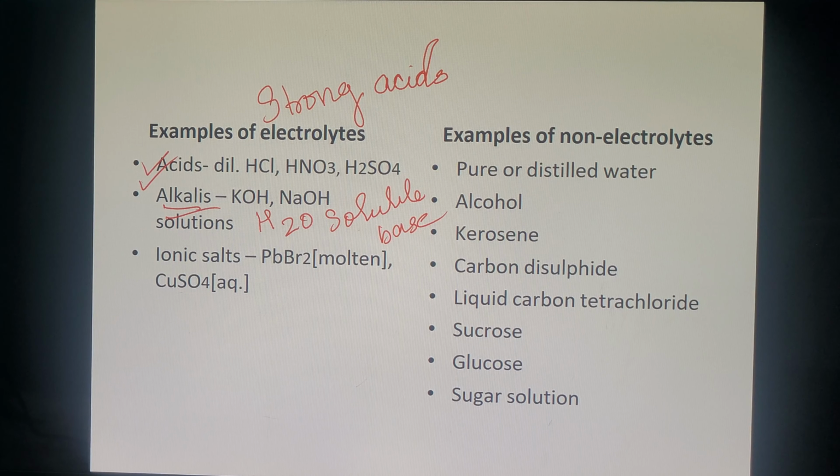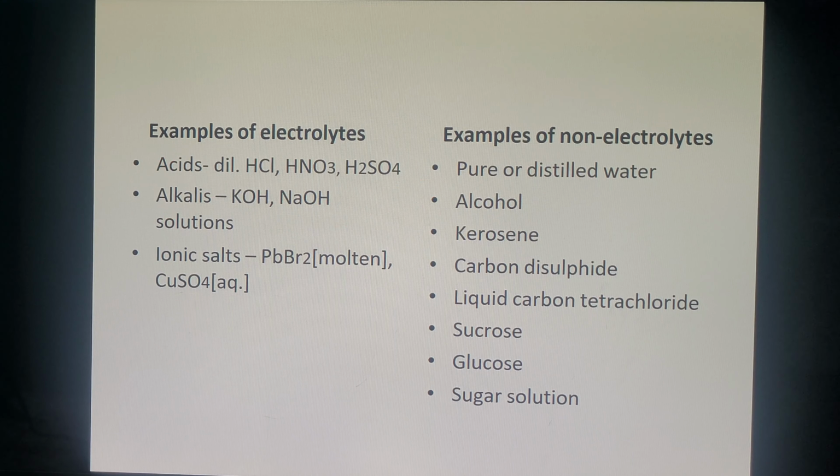As I told you, when can I call it as an electrolyte? Any solid substance cannot be called as an electrolyte. When can we call it as an electrolyte? When it is either in solution state, or it should be in molten state. So when that base is soluble in water, water-soluble bases will be called as an alkali. Whereas when you come to non-electrolyte, any covalent compound will be a non-electrolyte.